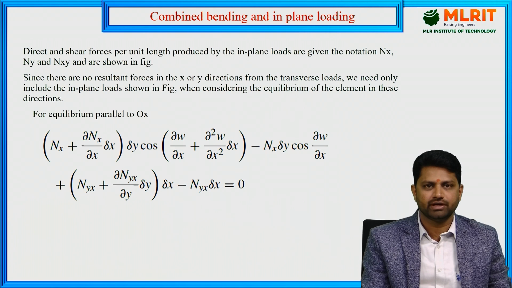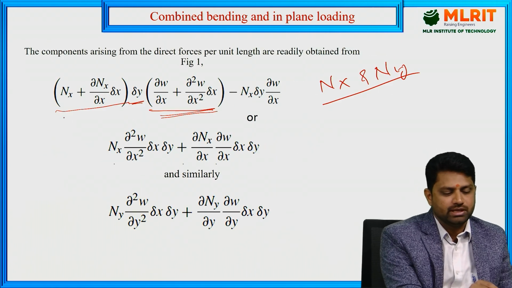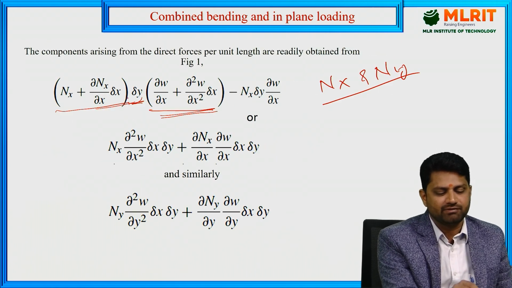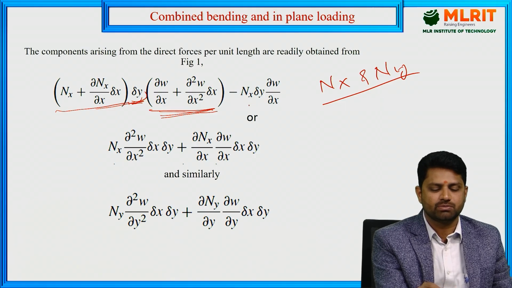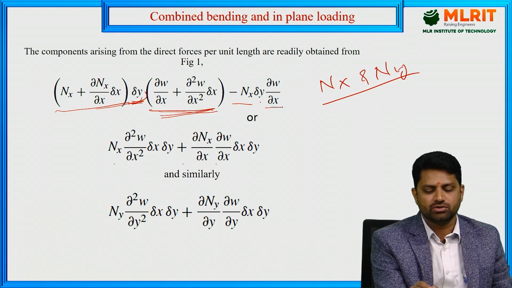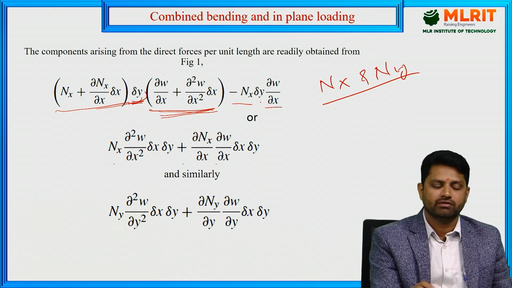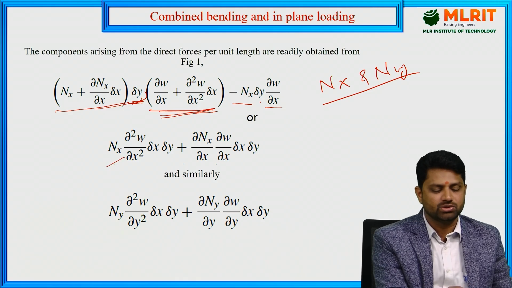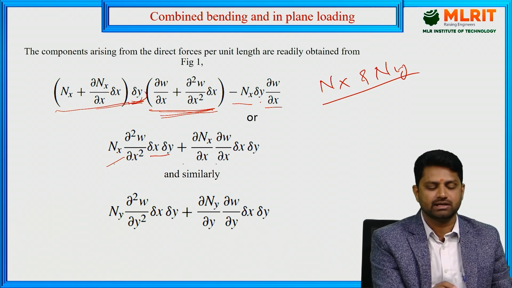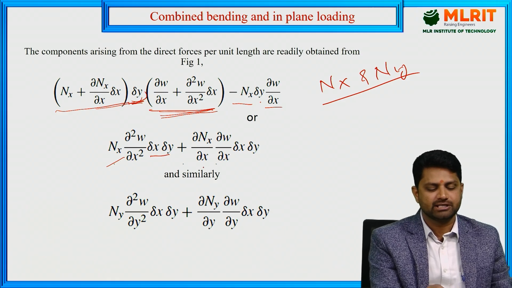So now we are going to write that. nx increment multiplied with the delta y edge and then the sine of the angle. Similarly, on the opposite edge, nx into delta y into ∂w by ∂x. When you reduce this equation, you get nx into ∂²w by ∂x² into delta x delta y plus ∂nx by ∂x into ∂w by ∂x into delta x delta y.